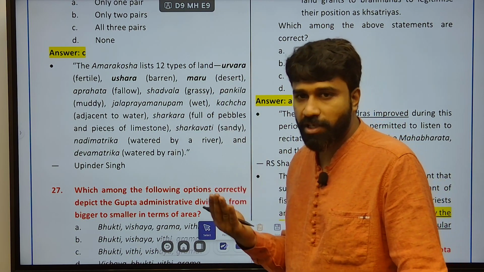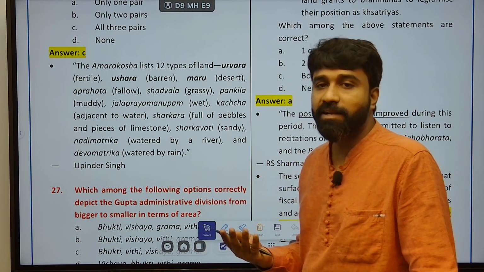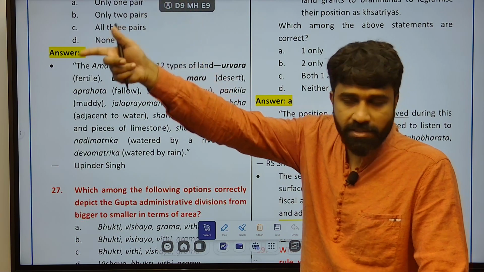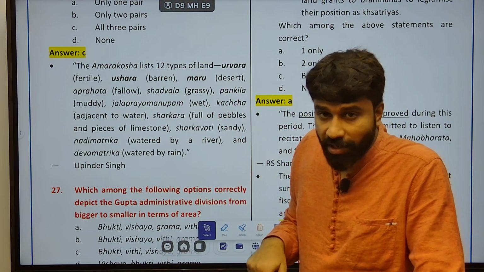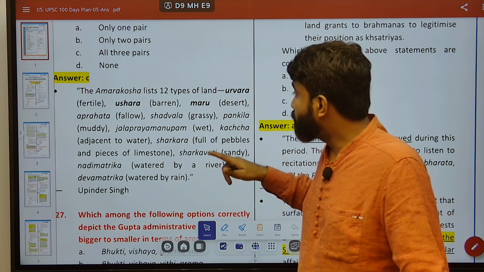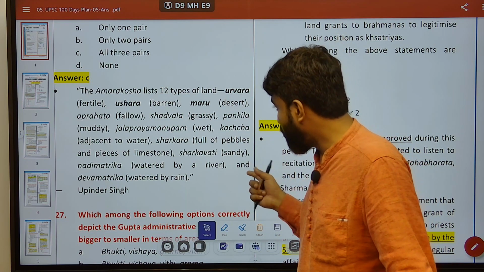When the land is cultivable by river, it is called Nadi Matrika. If it is cultivable by rain, this is Deva Matrika. If it is fertile land, it was called Urvara, and Ushara is barren land. Urvara is fertile land, Maru is desert land.